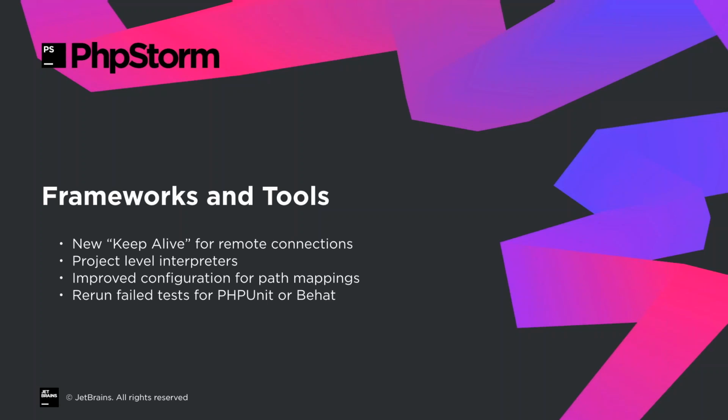Yes, if you were going to ask me what I thought my absolute favorite improvement was in 2016.1, and if you really pushed me, I think this is what I would say: the new rerun fail tests button for PHPUnit and Behat.